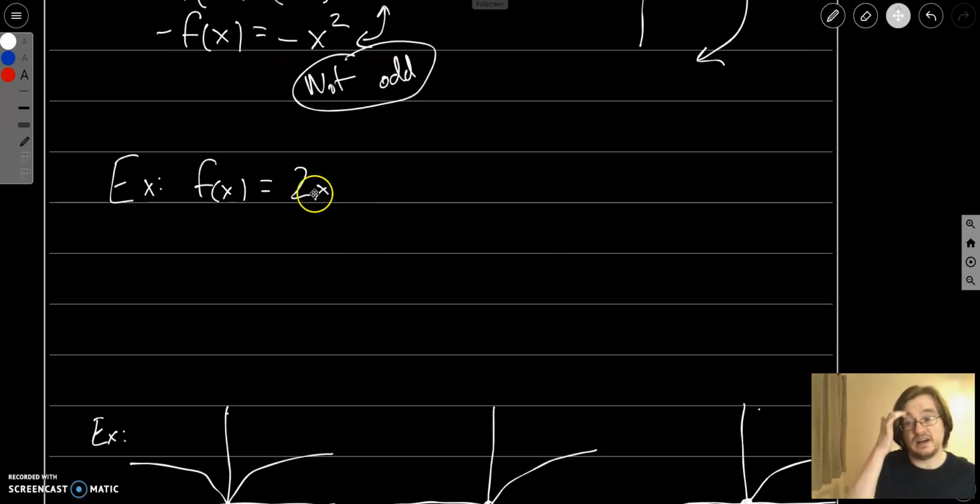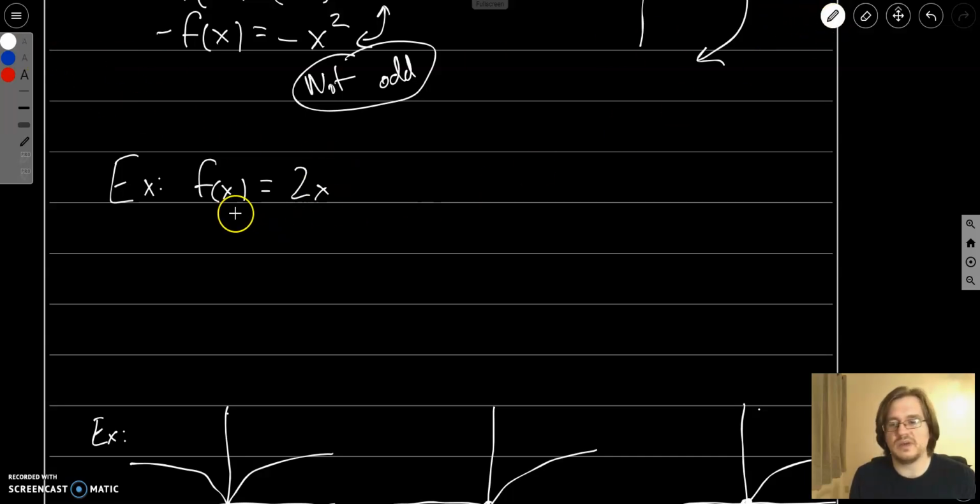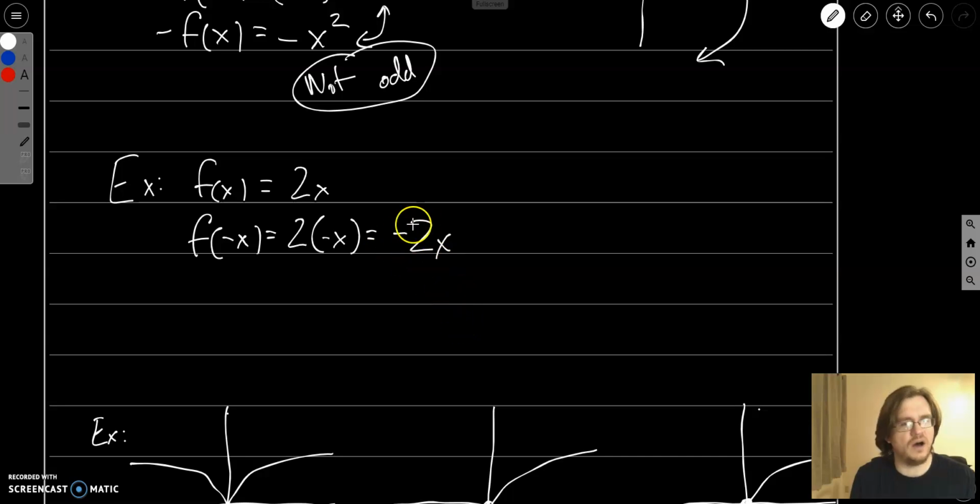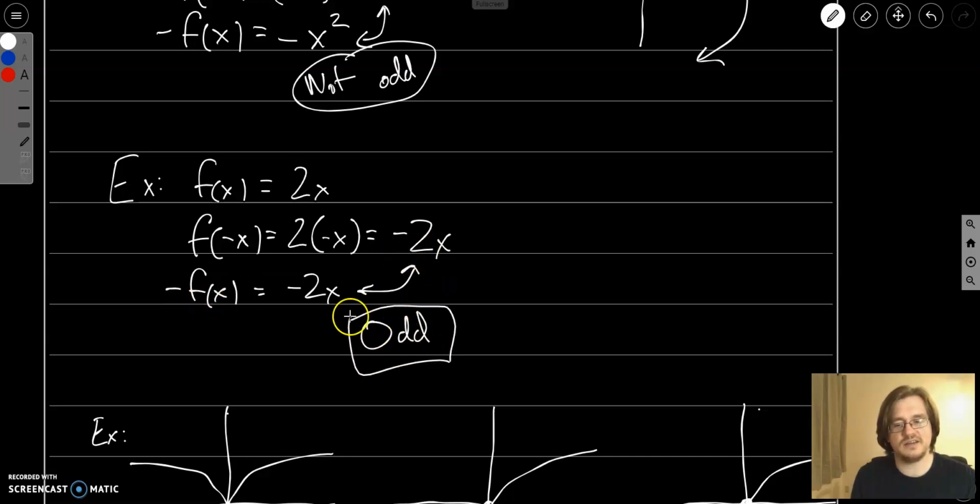Here we've got our other function f of x equals negative 2x. So what we can do is plug in negative x. 2 times negative x is the same thing as negative 2x. And this is already looking good. If I try negative of my original function, I get negative 2x. These two are the same thing. So f of negative x and negative f of x are equal. So therefore this is odd.